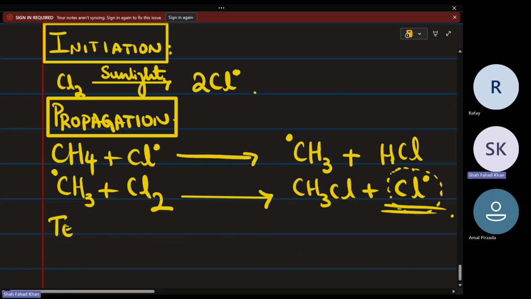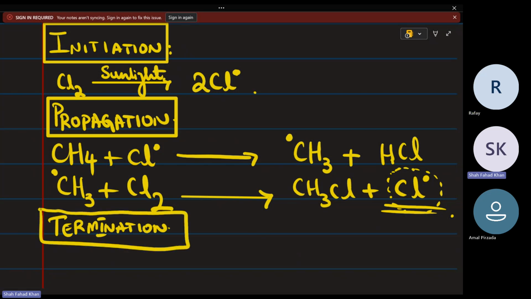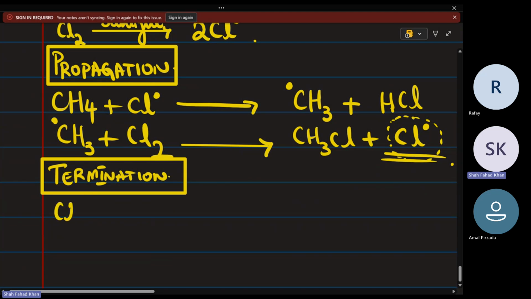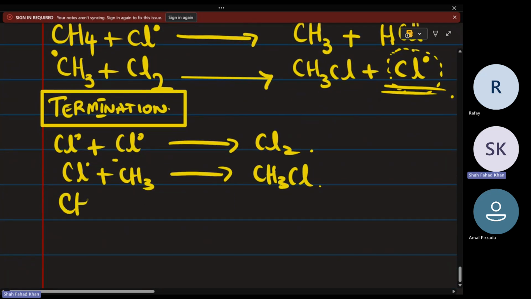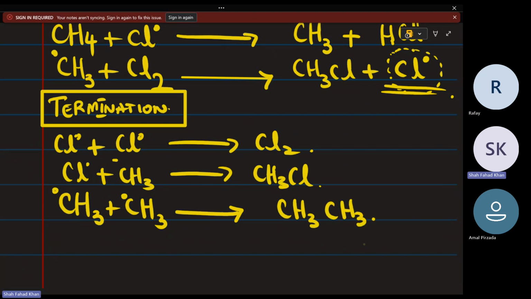After this, we have termination, which is the ending reaction. In termination, at least 3 steps need to be shown. Now, in termination, 2 chlorine radicals can recombine to form a chlorine molecule, or a methyl radical can combine with a chlorine radical to form CH3Cl, the major product. And then in very small, trace amounts, 2 methyl radicals can also recombine to form a new compound, CH3CH3. This is a 2-carbon compound.